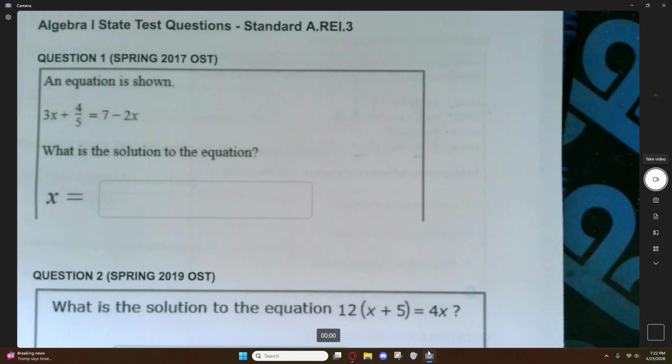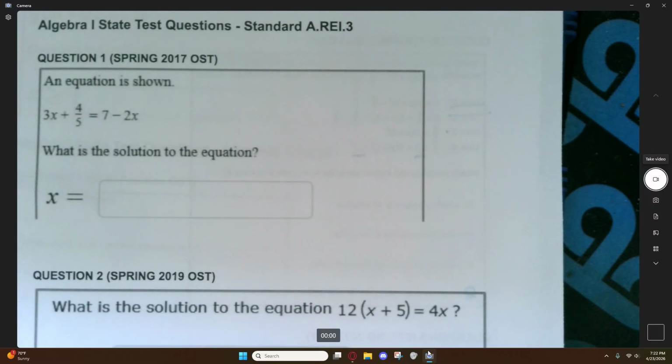Today we are talking about standard A.REI.3. This looks like it's going to have a lot of questions about systems of equations. So let's hop right in.